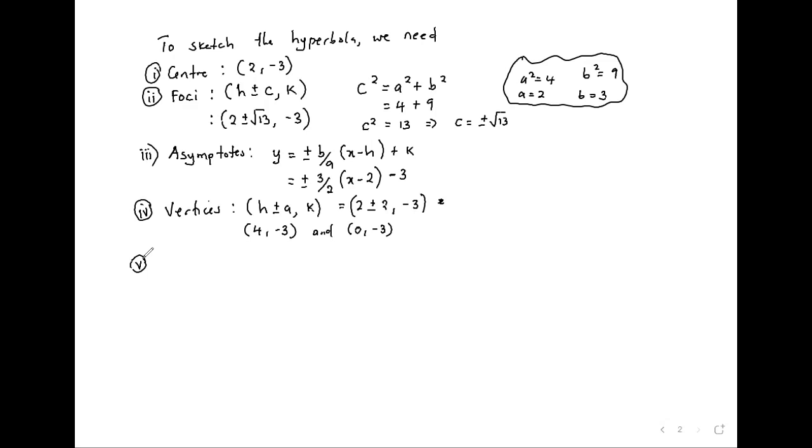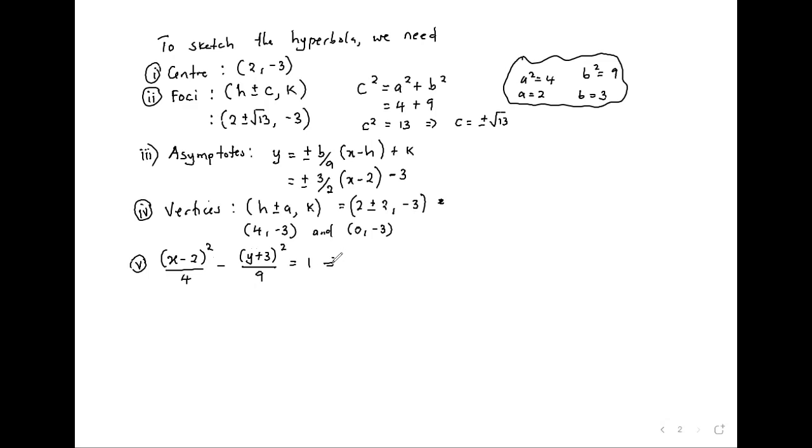So for the intercepts, we have the x and the y intercept. We need our equation. So we have x minus 2 squared over 4, then minus y plus 3 squared over 9, equal to 1. To find the x-intercepts, you make y 0.